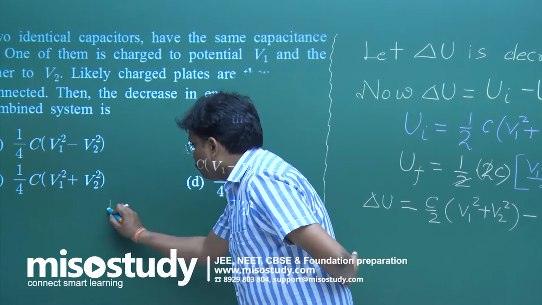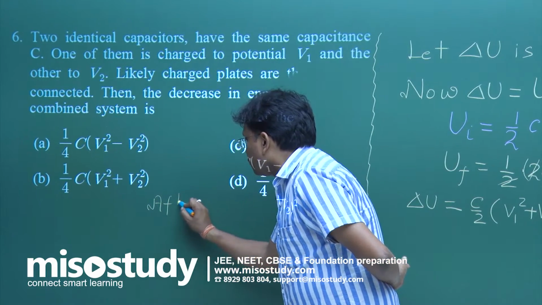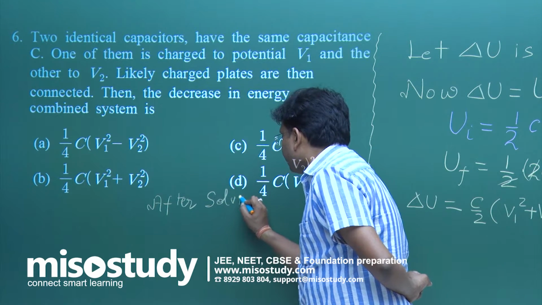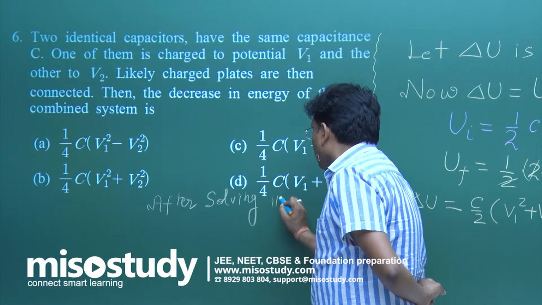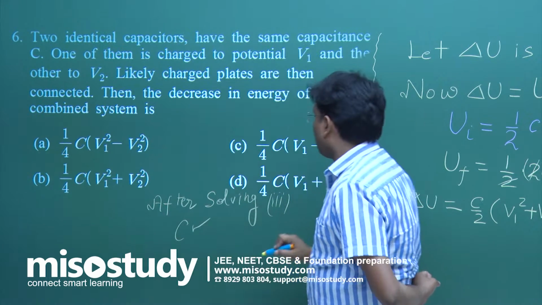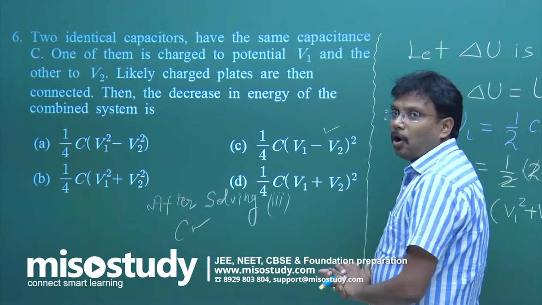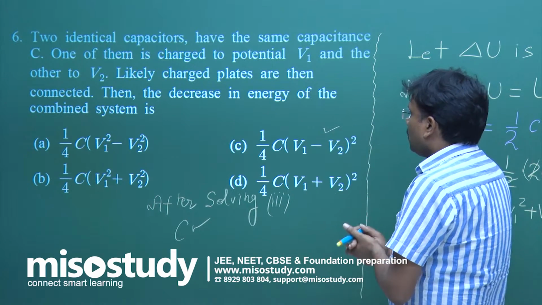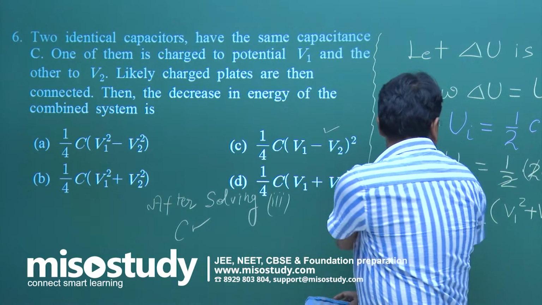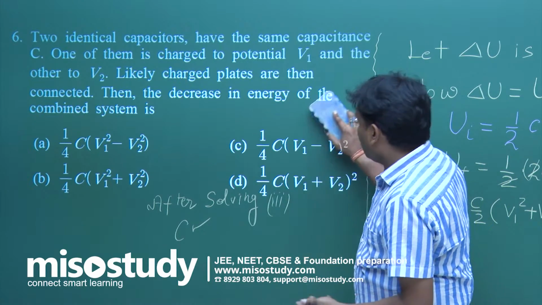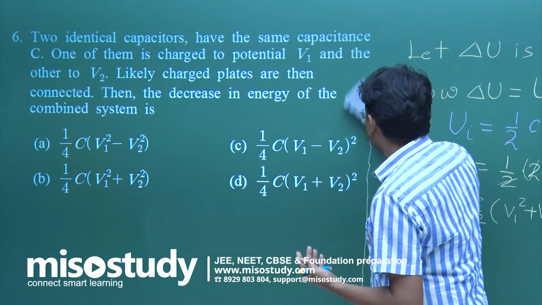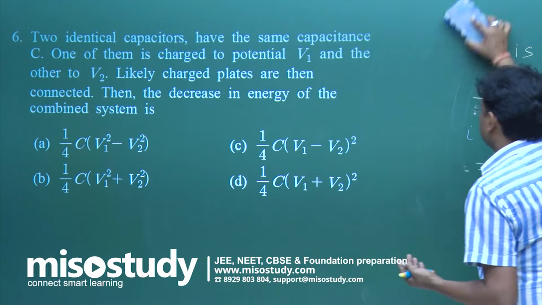So let me mention, after solving equation 3, C is the correct option, this one is the correct option. Fine. So I am only not solving just this last equation, where you just have to take common terms one way out, and then you can arrange the various remaining terms over there.